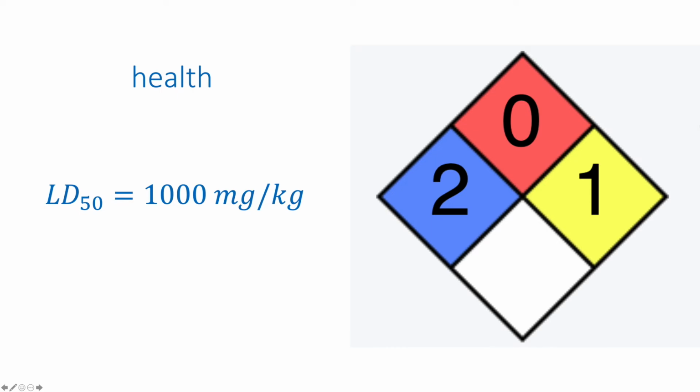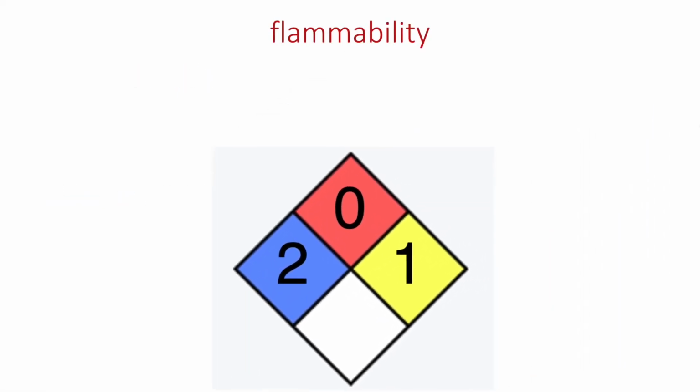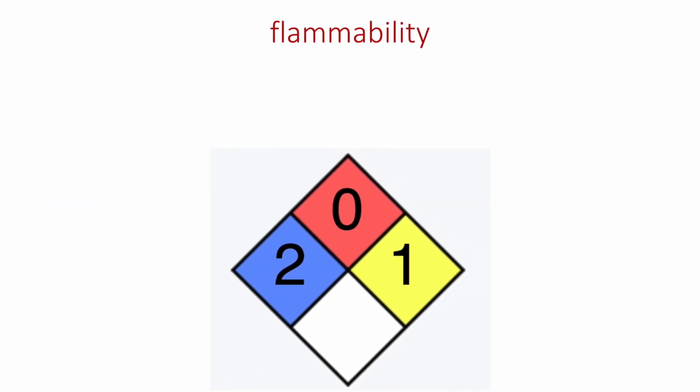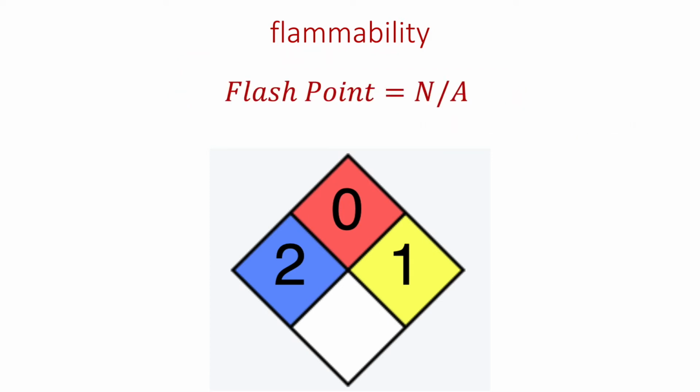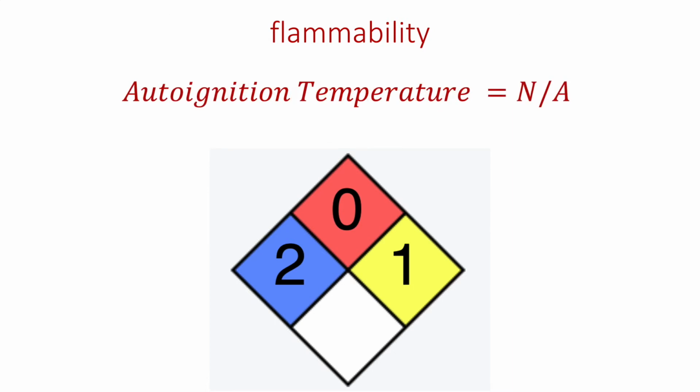The red diamond at the top represents the molecule's flammability. It's also on a scale from 0 to 4, where 0 tells you the molecule will not burn under any circumstances, and a 4 tells you the molecule is a flammable gas at room temperature. You can see that because calcium chloride is a 0, it will not burn at all. It will never respond to a spark. Any spark that falls on calcium chloride will just go out, so it has no flash point. And it will never spontaneously burst into flames, no matter how hot you get it. So it has no auto-ignition temperature.